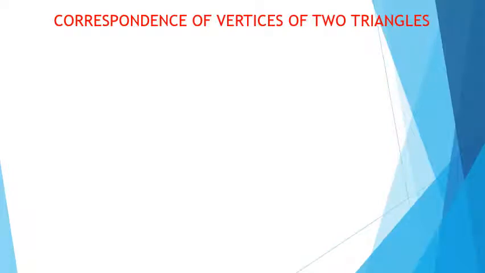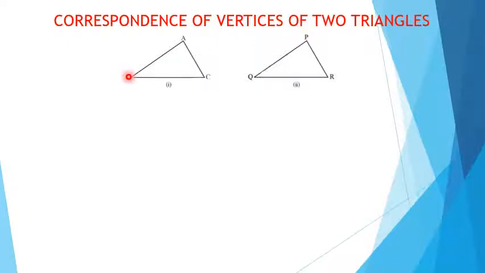Next, we can see the topic correspondence of vertices of two triangles. Look at the triangles given below, triangle ABC and triangle PQR. We can establish the correspondence between the vertices such that vertex A corresponds to P, vertex B corresponds to vertex Q, vertex C corresponds to vertex R.